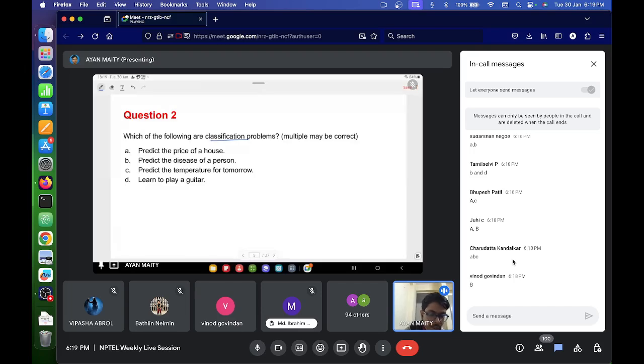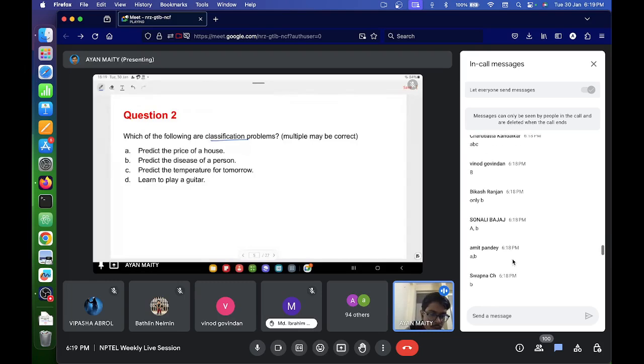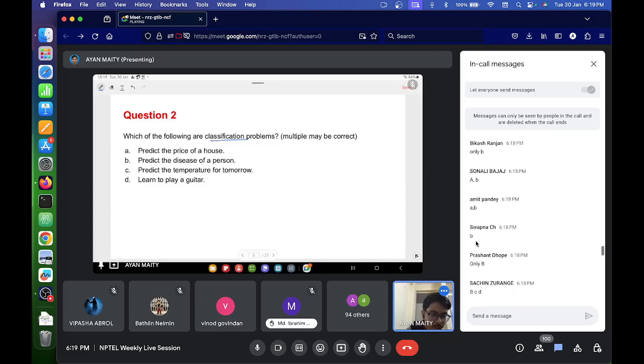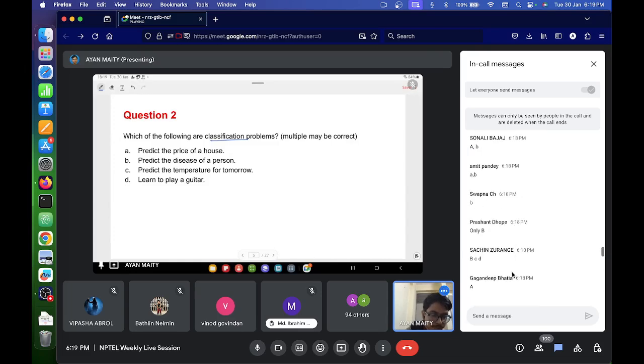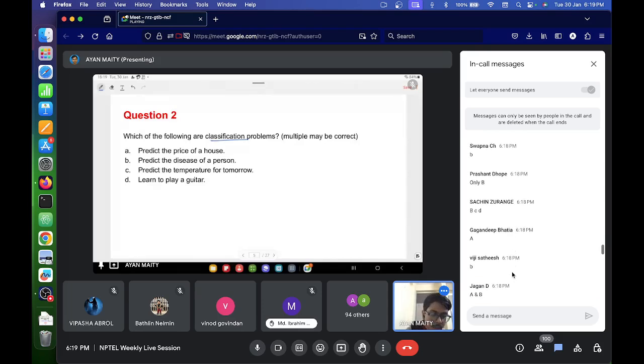Charu Datta is saying A, B, C. Sonali Bajaj is saying A, B. Amit Pandey is also saying A, B. Sapna is saying B. Prashant is saying only B. Gagandip is saying A. Mohammad Ibrahim, do you want to say something? You have raised your hand.